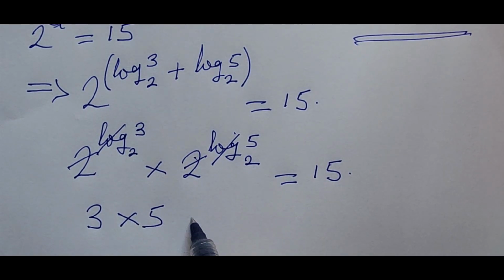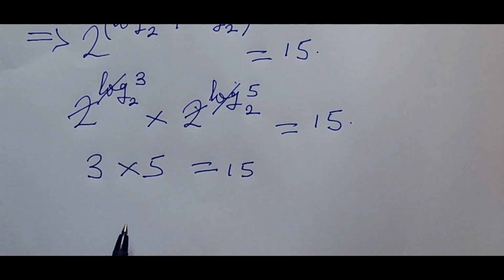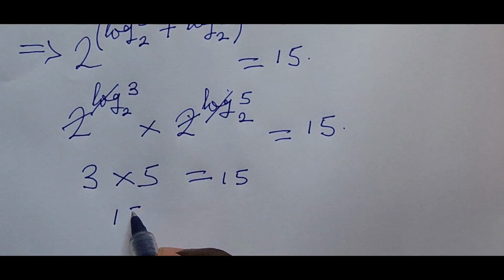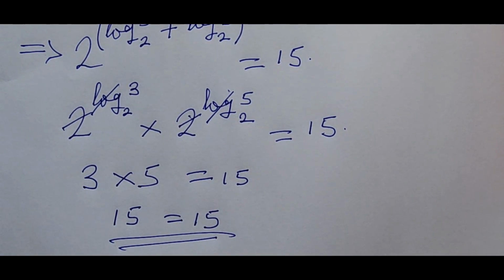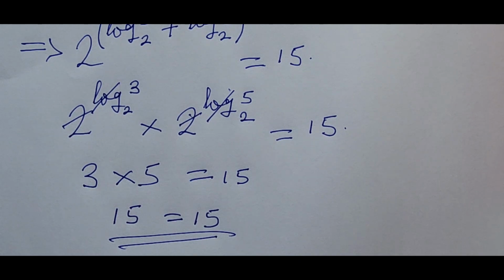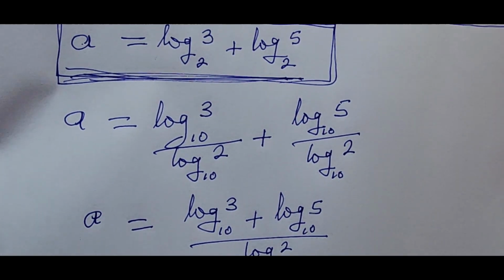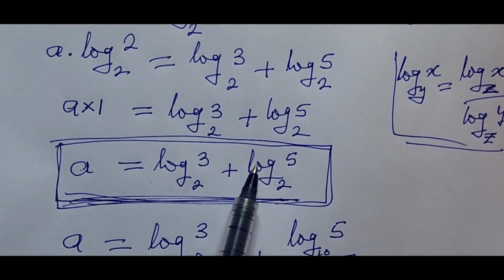So we have here 5, everything equal to 15. So if we multiply 3 and 5, this will give us 15 equal to 15. So this shows clearly that the answer we solved for actually satisfies the original equation. And what is the answer? We said it's either this format or this format.